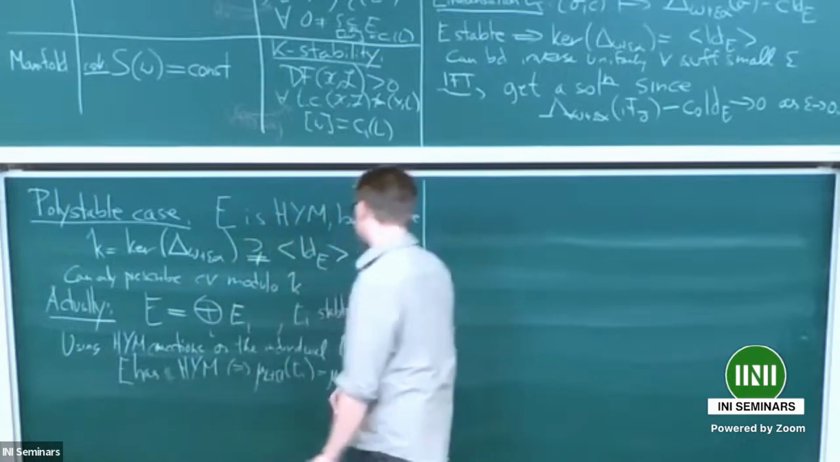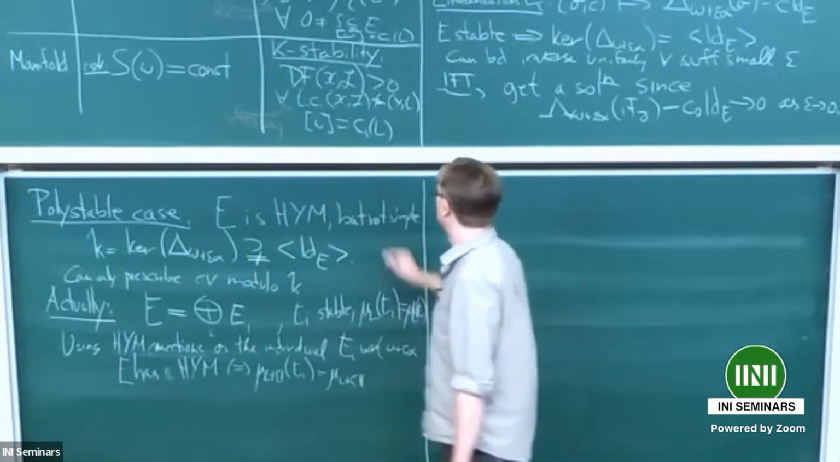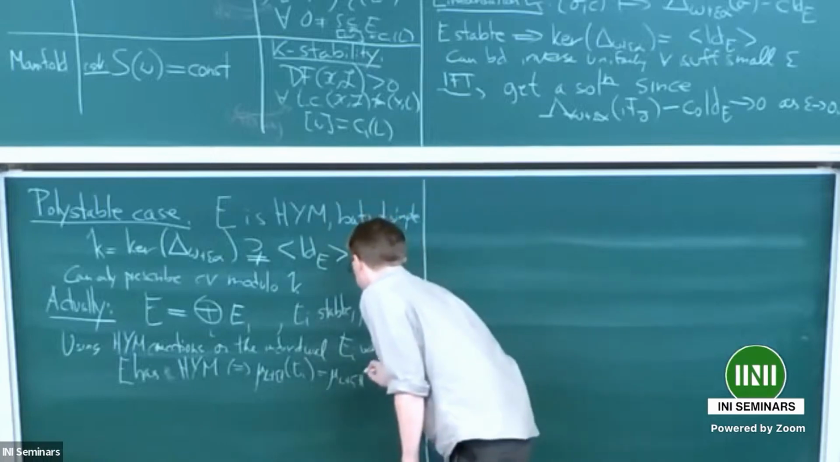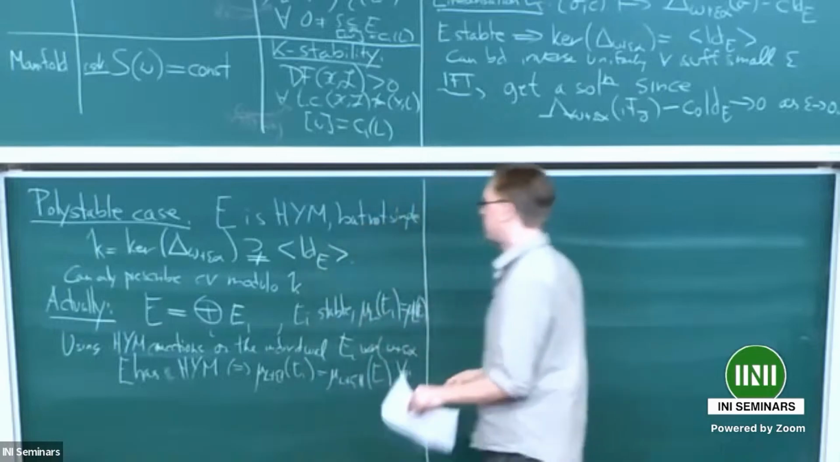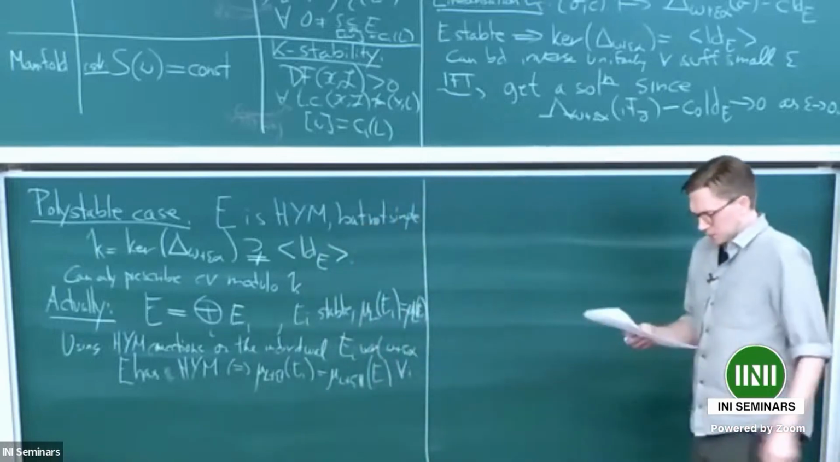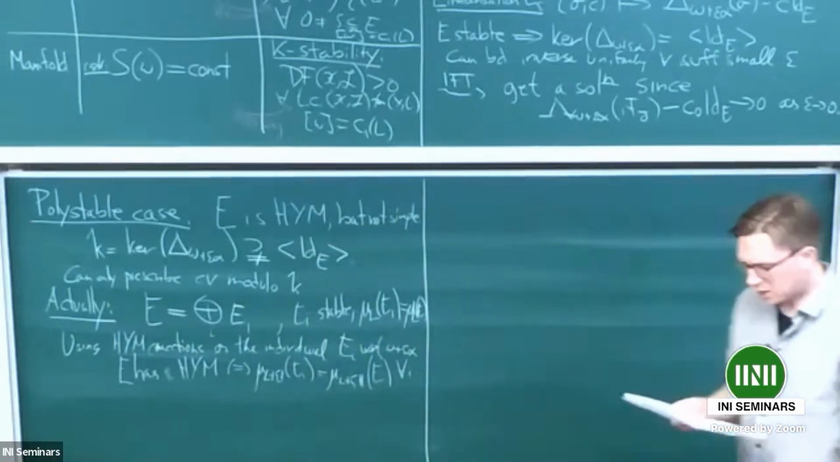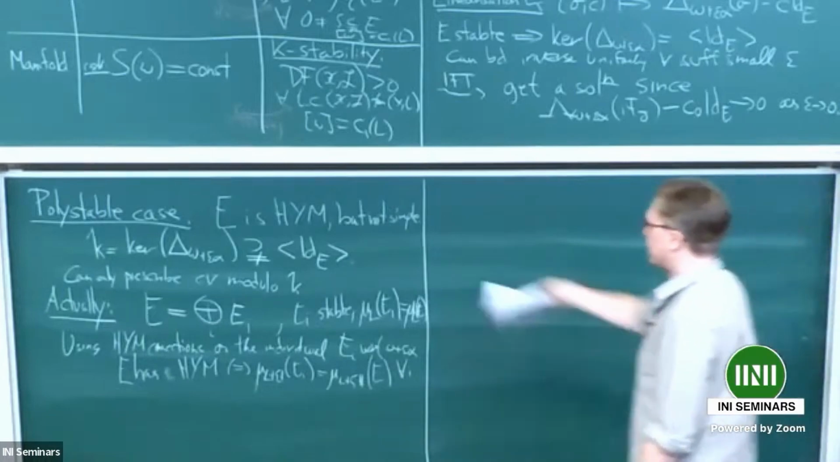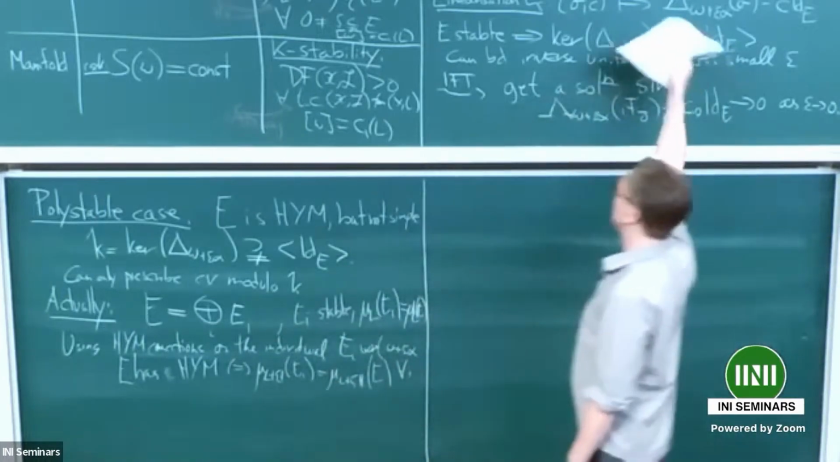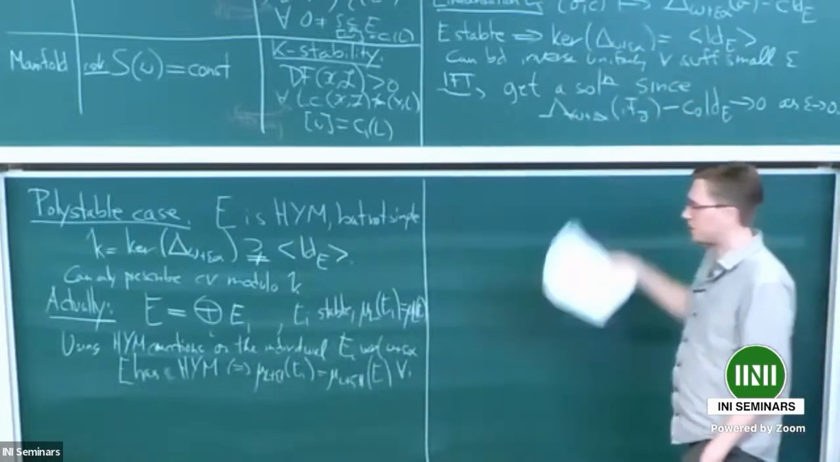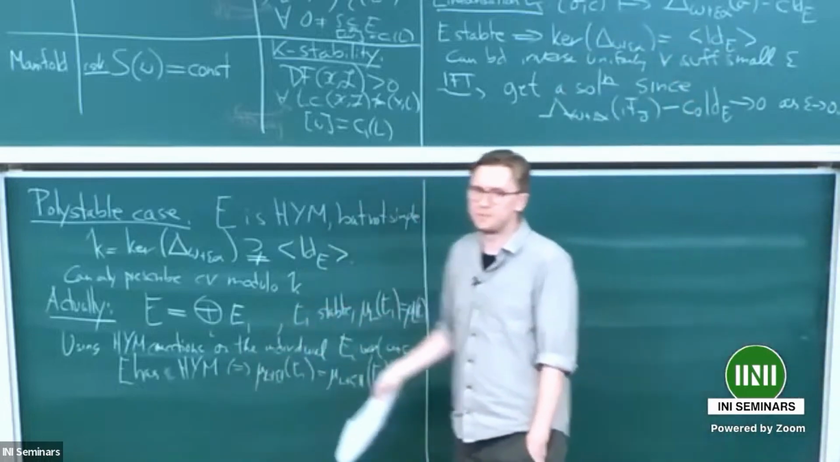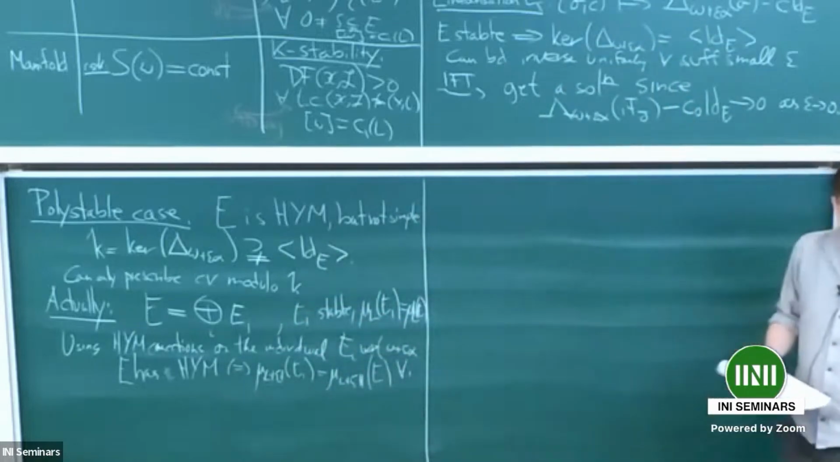So now H is the polarization of alpha. Okay. So we can solve a more general equation in exactly the same way as in the stable case, but we can't necessarily solve the Hermitian-Yang-Mills one. Okay. Any questions so far?